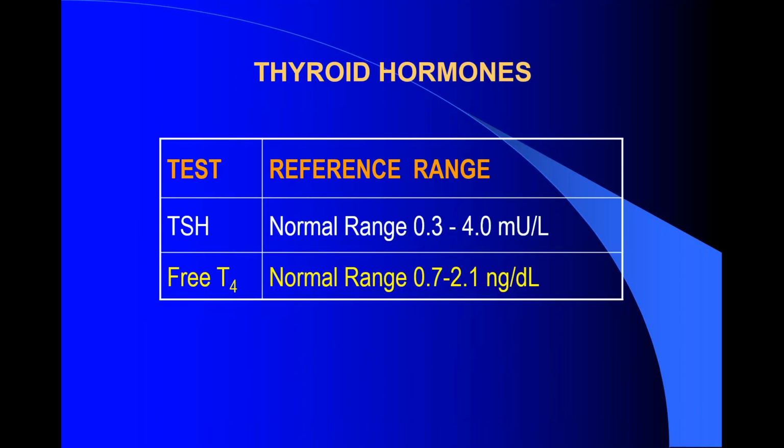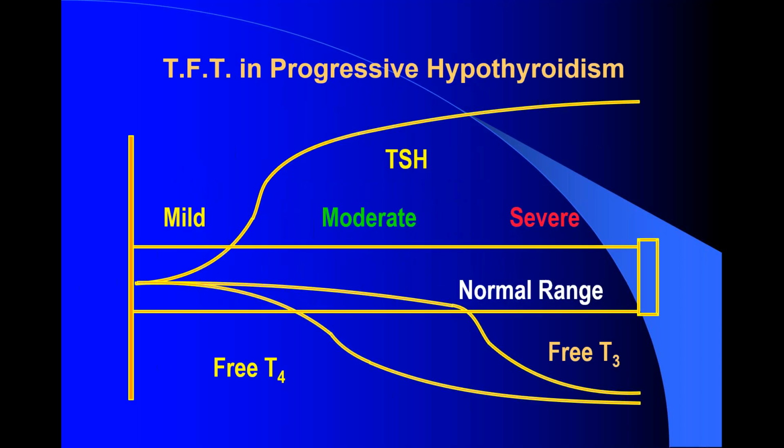So you will see the thyroid hormone parameters are in some range. This normal range might differ from lab to lab, but in general it is 0.3 to 4, sometimes 4.5, sometimes 5.5, depending on the lab. And free T4 normal range is in the range of 0.7 to 1.9 nanogram per deciliter. So you will see whether it is normal, raised or decreased based on the normal level.